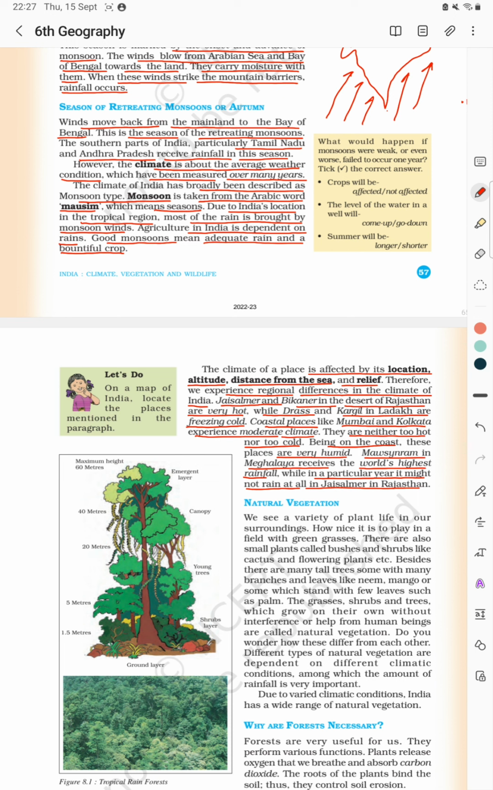So we have regional differences in the climate of India. On one side we have Jaisalmer and Bikaner, where there is a desert which is very hot. On the other side we have places like Dras and Kargil in Ladakh, where it is freezing cold. We have coastal plains where the climate is moderate, neither too hot nor too cold, but these places are very humid. Similarly, there is a place in Meghalaya which receives the world's highest rainfall. At the same time, we might not receive rain at all in Jaisalmer in Rajasthan. Clear?